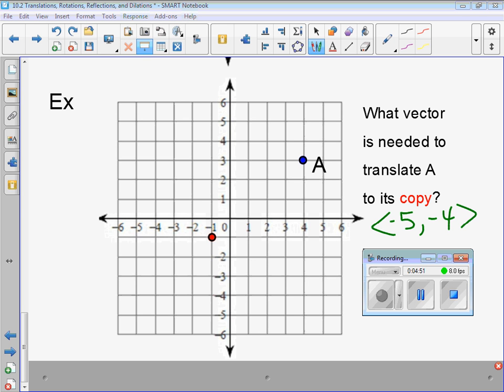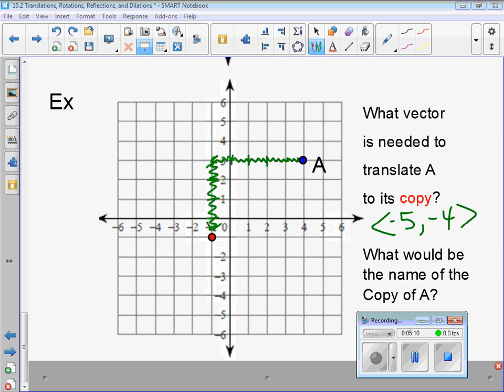Okay, for me, I got -5, 4. So basically, that says I went to the left 5, 1, 2, 3, 4, 5, and then I went down 4. 1, 2, 3, 4. And that is true. So let's go ahead and see if you can now tell me what would be the name of the red point. Hopefully you would say A prime because it's its copy.